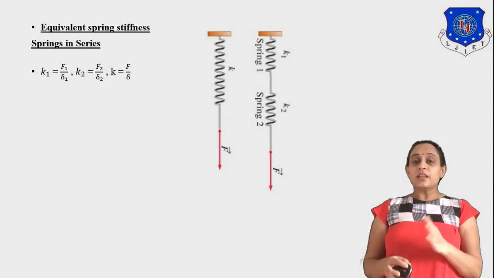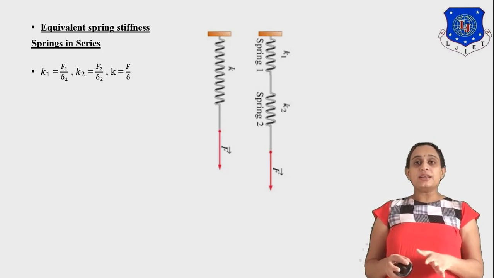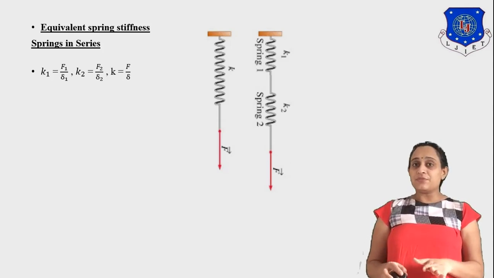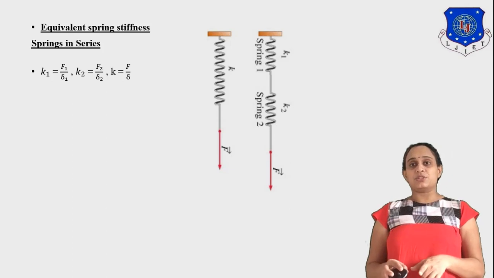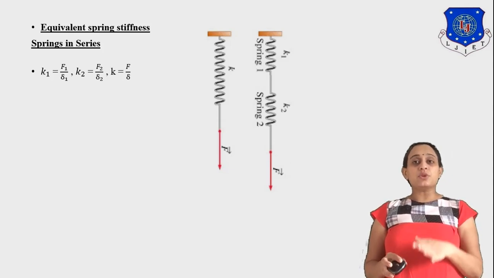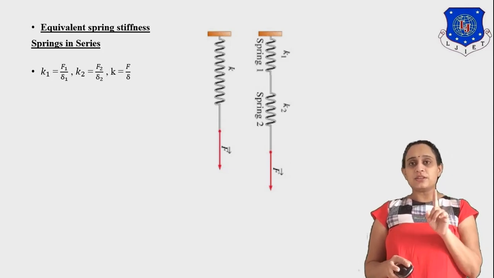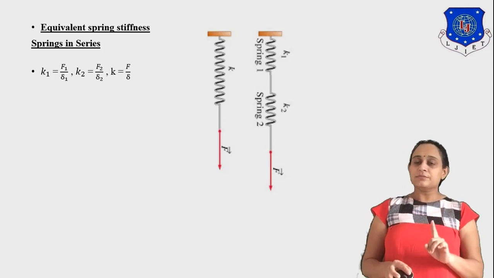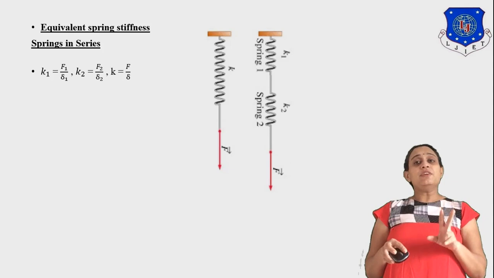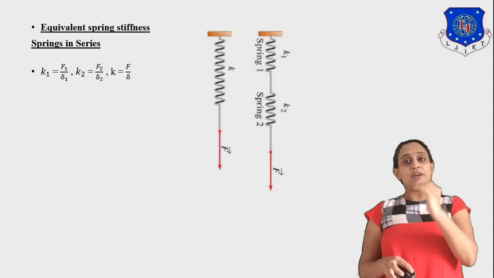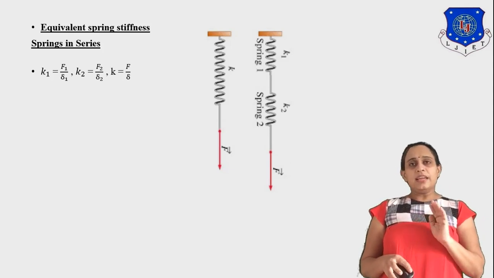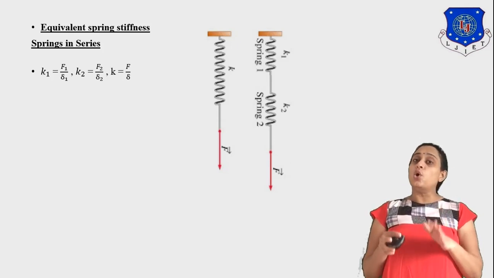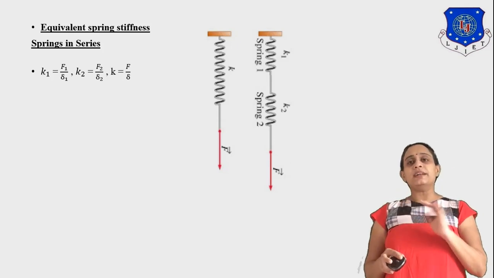As we all know, what is spring stiffness? It is force by deflection. Spring stiffness is force by deflection. It means if there is a first spring, we consider it as F1 by delta 1. If it is the second spring, we consider it as F2 by delta 2. If it is the equivalent one, we consider K equivalent, or K, equal to F by delta.